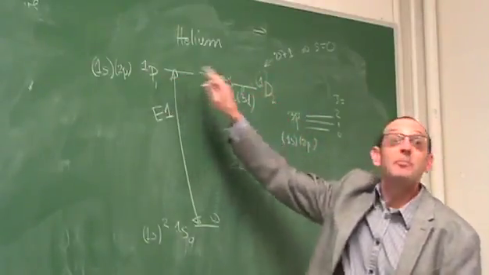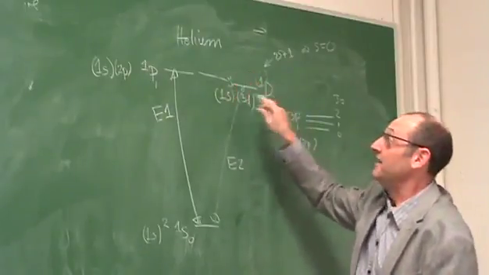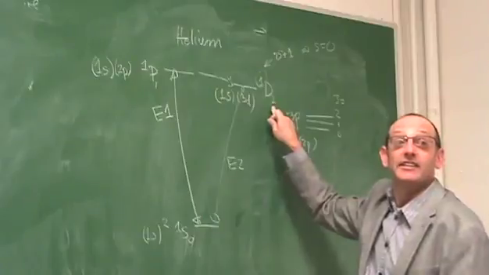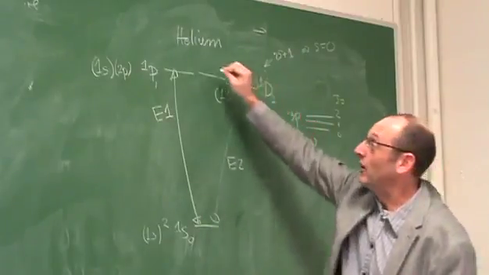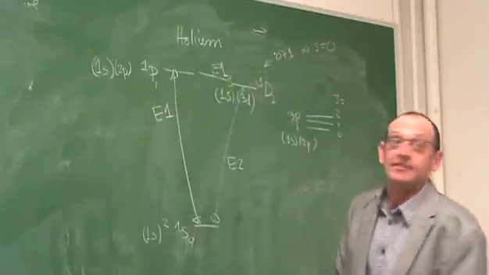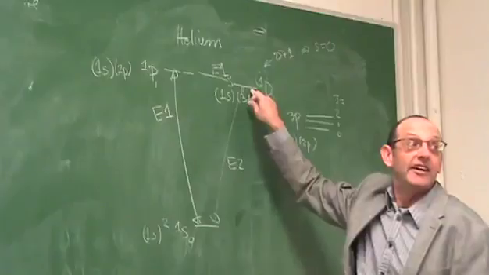Well, L changes by 1. Therefore, and J changes by 1. S stays the same. Therefore, it is E1. So if I pump an atom up here, once in a while it's going to decay down here.